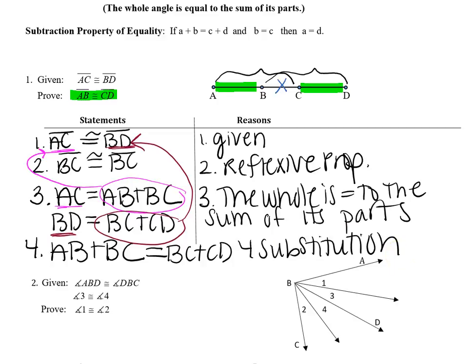All right, now what do I know about BC and BC? Well, just like I stated above, BC is congruent to itself. So I can subtract BC from both sides, and that leaves me with AB is congruent to CD. Oops, this should be 5, shouldn't it? There we go. Okay, and that's just by the subtraction property.